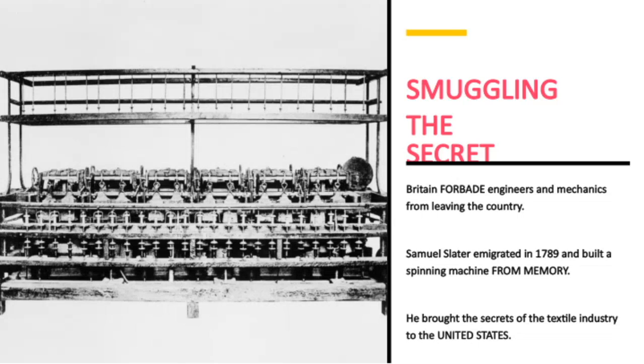He brought the secrets of the textile industry to the United States. Samuel Slater emigrated in 1789, and what's remarkable is that he built a spinning machine entirely from memory. Britain actually forbade engineers and mechanics from leaving the country to protect their industrial secrets. Because of this, Slater's knowledge was essentially smuggled out, an act of industrial espionage, if you will. This sneaky transfer of technology played a key role in kickstarting America's industrial revolution. It highlights how important innovation and resourcefulness were during this period, especially when nations tried to control technological advances.